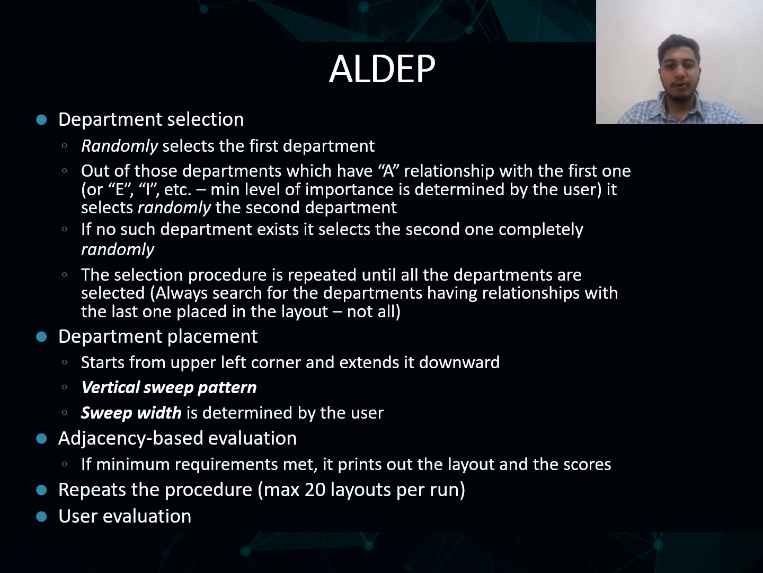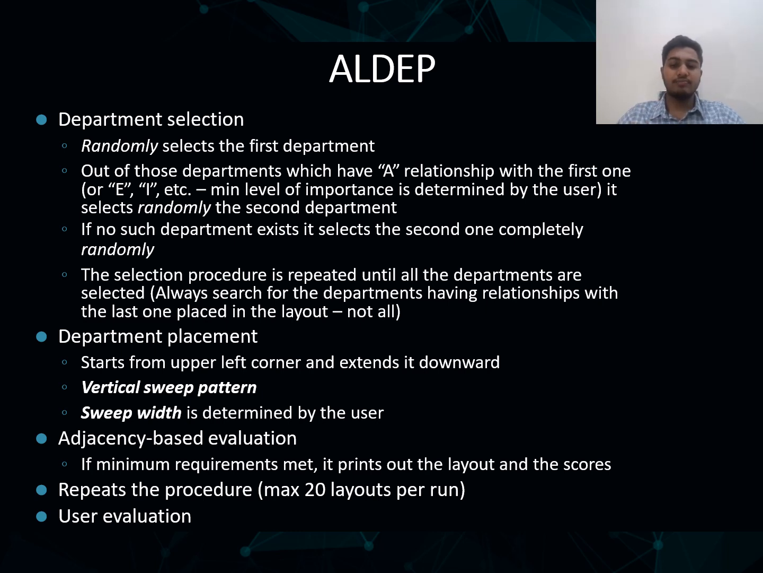So now let's solve problems in ALDEP. The department selection is basically done at random. The first department is selected at random. Then, out of the departments which have a relationship A, or E, I, O, U, etc., with the first, the minimum level of importance is determined by the user, and the second department is selected randomly, and so on. If no such department exists, the selection is completely random, and the procedure is repeated until all the departments are selected, each having a relationship with the last one placed in the layout.